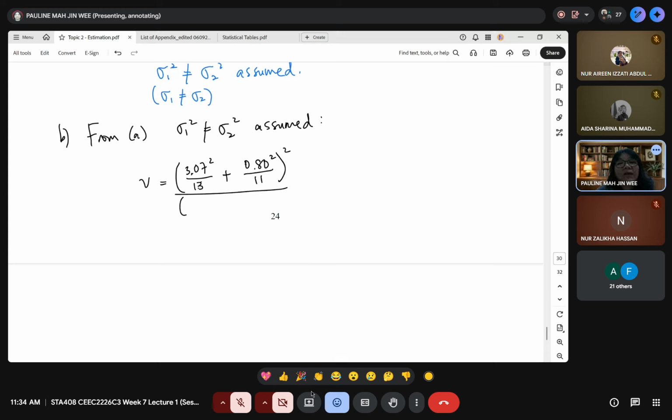Over, S1 squared over N1, squared, divided by 12, plus S2 squared over N2, squared, over 10. You use the formula inside your appendix, yeah? If it's hard for you to see it from the screen. And then after that, you check out the calculation.